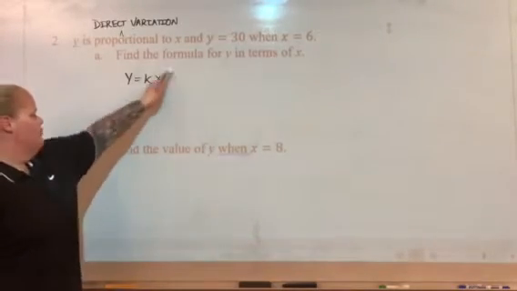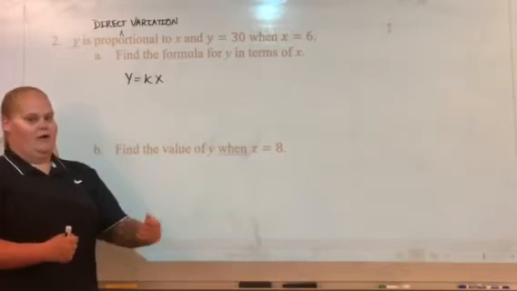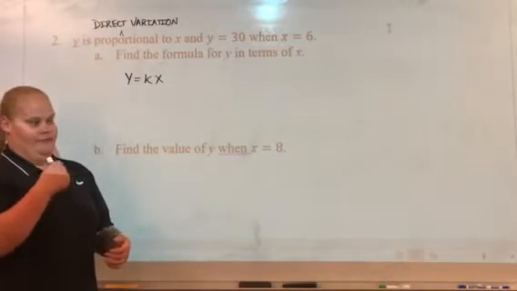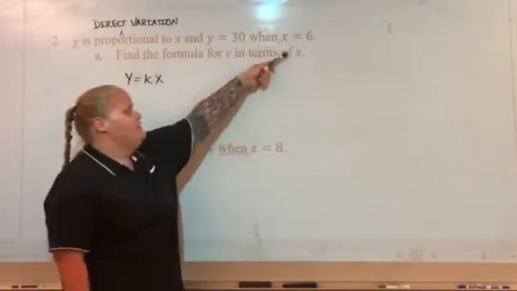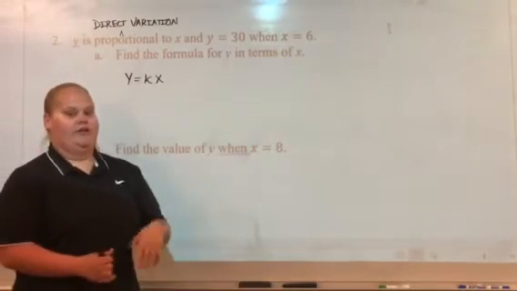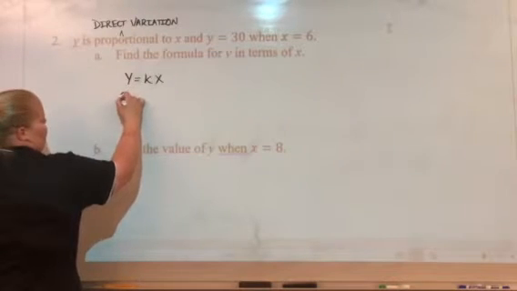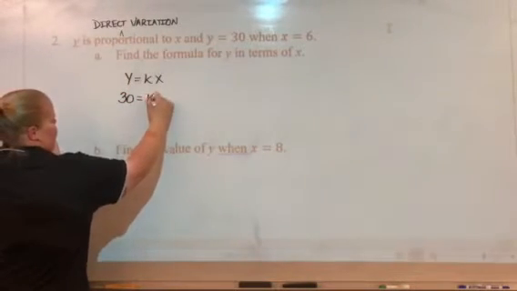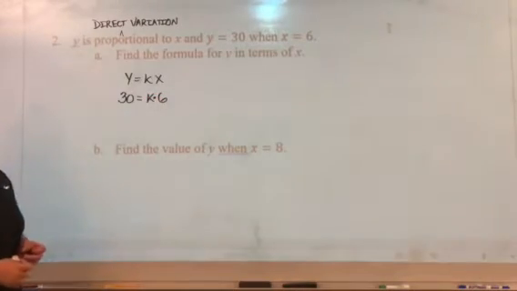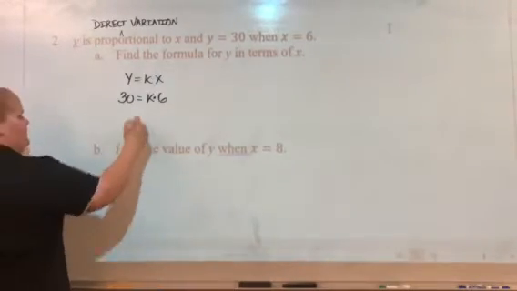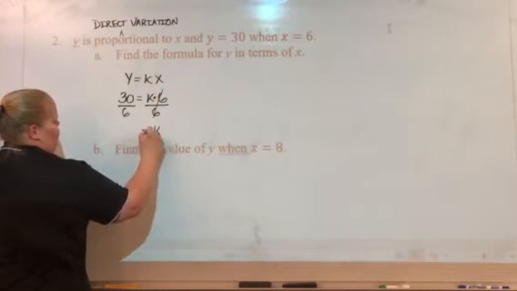Again, we're using this formula to create another formula that only has x and y as variables, because we want the formula for y in terms of x. So what we're going to do is take the variables that it gives us, solve for k, and then create our new formula. So we have y is 30, and x is 6, okay? So we have 30 equals k times 6. To solve for k, I'm going to divide both sides of this equation by 6, and I'm going to get k equals 5.